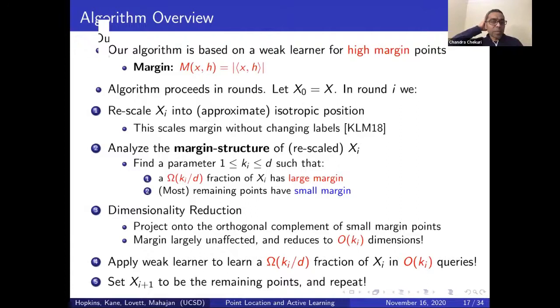Related to that, maybe I missed it: how do you generate these queries? In the geometric setting it's okay, but if they're actually points like images, you have to synthesize images or something like that, right? Am I mistaken? So how do you generate these synthesized points?